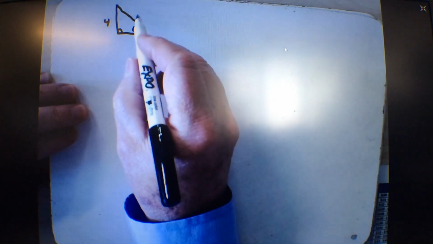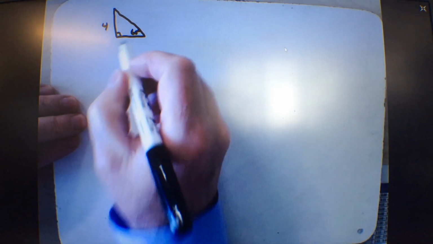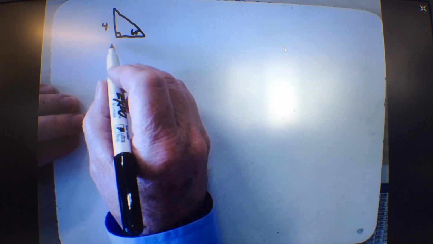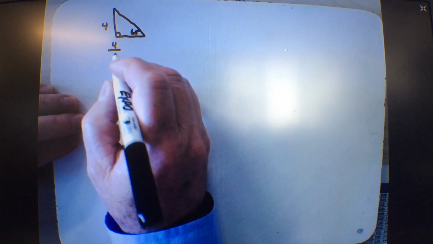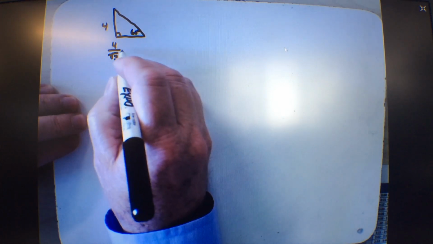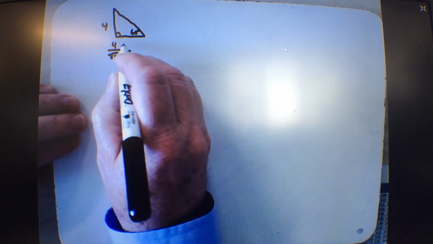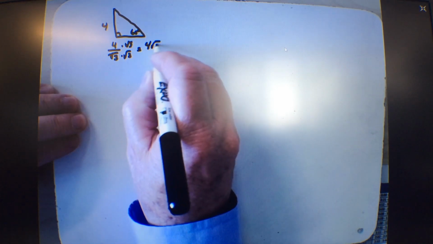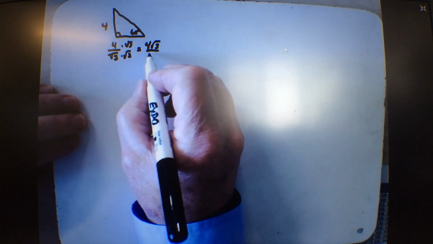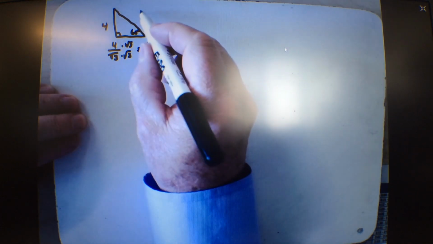Can we find the other two sides based on this information? This should be a review. How do we find this side? Divide by the square root of 3. And so we rationalize it and we get this. So we get 4 square root of 3 over 3. Now to find the hypotenuse, which is right here, what would that be?